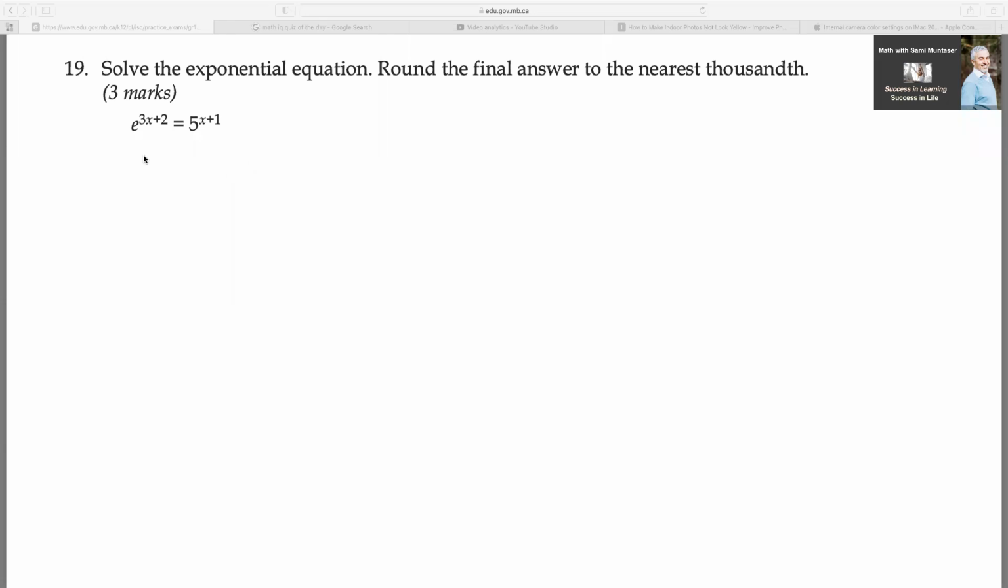So here in this question, because we have e to the power of 3x plus 2 equals 5 to the power of x plus 1, what we need to do is ln both sides. Ln is the natural log, and because ln e is 1, anytime you have e, instead of log, in both sides to bring the exponents down, you ln since we have an e.